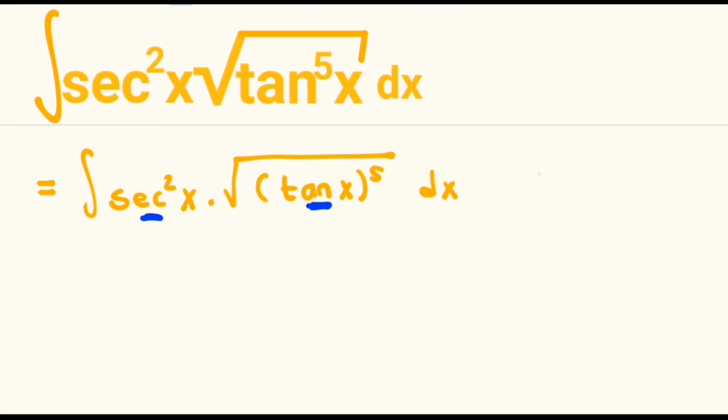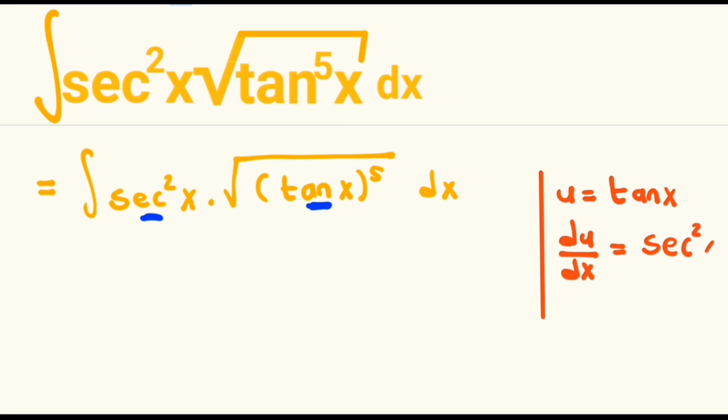So we are going to let u be equal to tan x, and the derivative of u with respect to x will be equal to the derivative of tan x, which is equal to sec squared x. When we multiply both sides of the equation by dx, du will be equal to sec squared x dx. So for our integral in the form of u, first let's rearrange our integral.